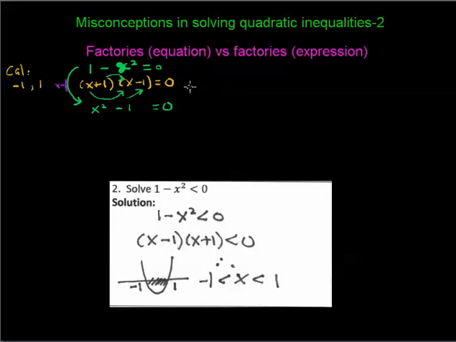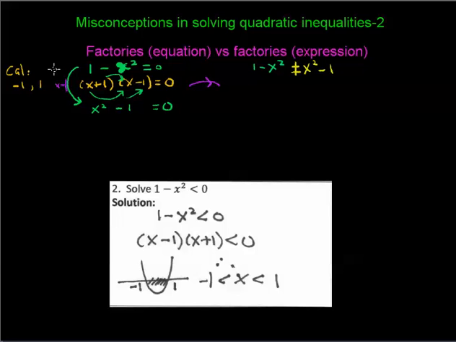The problem is, students tend to carry forward the method of factorizing an equation to factorizing an expression. 1 minus x squared is an expression. It's not an equation because it does not equal any number. It's an expression. Obviously, 1 minus x squared is not equal to x squared minus 1.